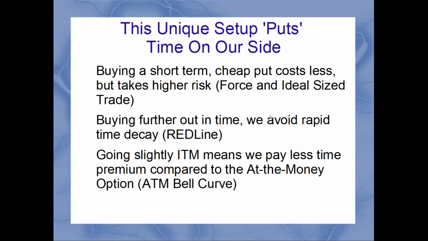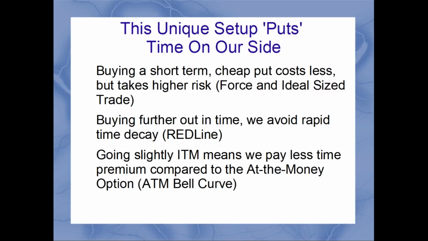Let's just review very quickly. When I open a new married put, I don't want to buy a short-term cheap put that takes on higher risk. I want to buy further out in time, a minimum of at least 5 months. It's okay to buy a year out too, if the risk matches your threshold and your goals for the position. So we want to avoid the rapid time decay that we see with those cheap near-term puts.